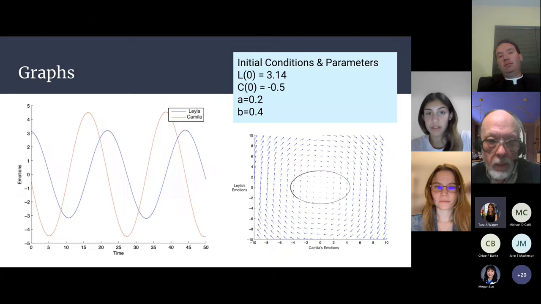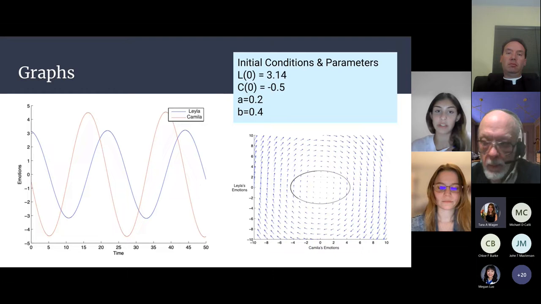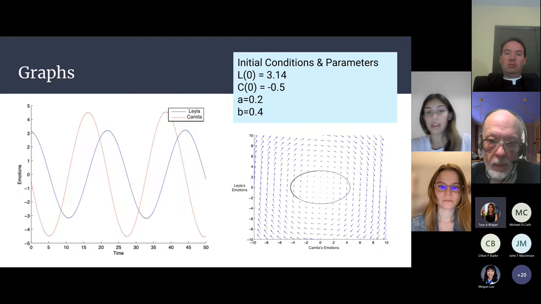So Layla starts at a positive value and Camilla starts at a negative value, meaning that she has feelings of attraction and I have feelings of dislike. And then this is just the phase portrait that it produces. Again, you see that it is a circle. We said it was either going to be a circle or a spiral.